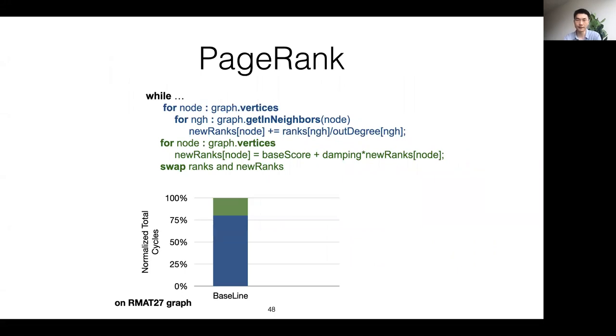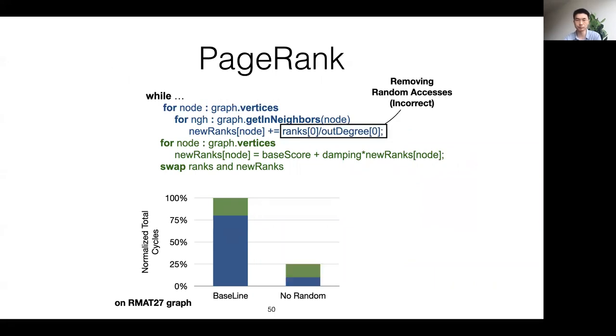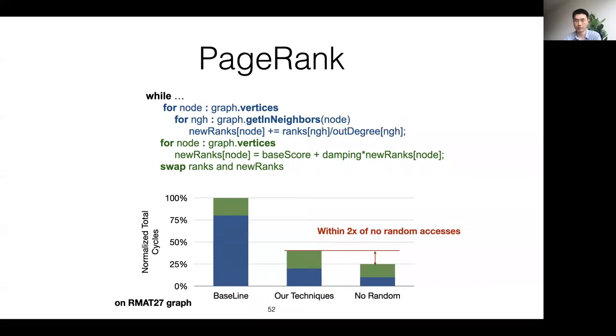If we break down the cycles of PageRank, the part highlighted in blue is the collection phase, and the green part is the second scan. We note that up to 80% of the cycles are spent on the collection phase due to slow irregular memory accesses. If we actually remove the random access by hard coding everyone to read from node 0, which obviously is incorrect, this gives us an upper bound, or roofline, of how much performance we can get if we eliminate random memory access. We can get essentially a 2.8 times speedup. With the two techniques I'll describe in the subsequent slides, we'll show you how to get within 2x of having no random memory access.